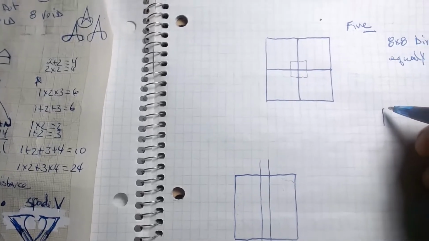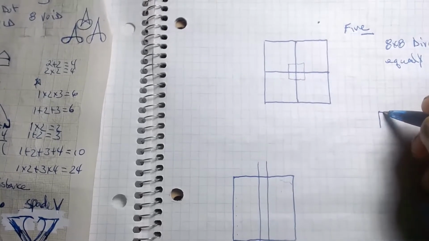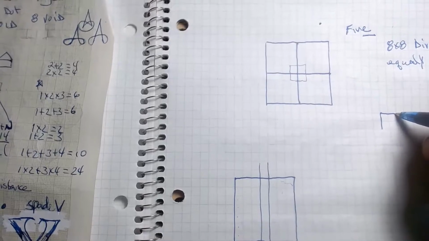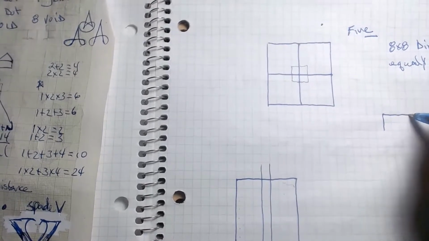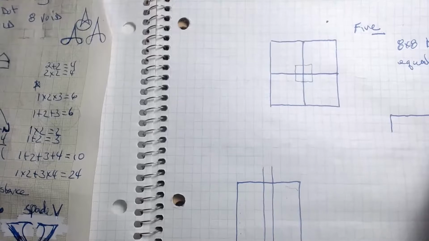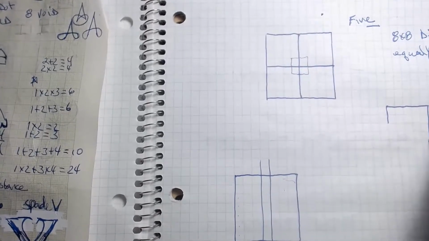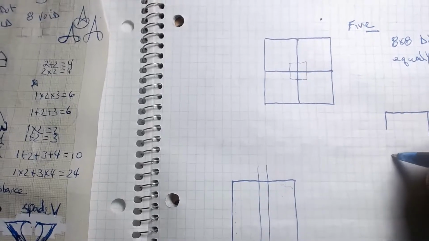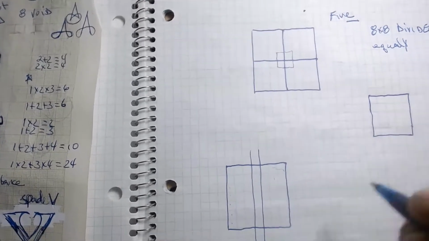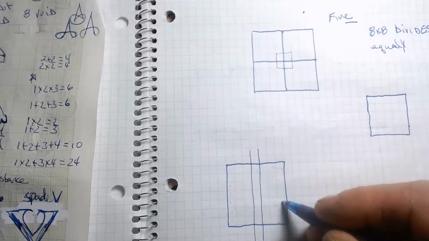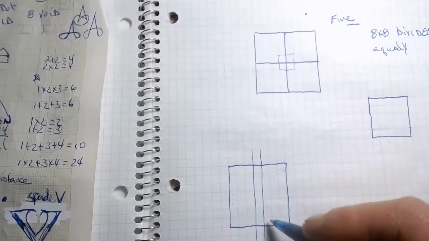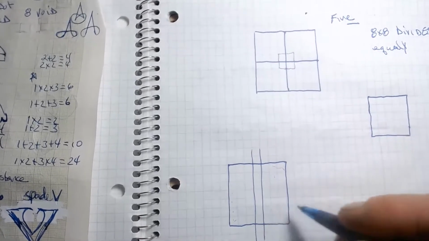1, 2, 1. 2, 1, 2. 1, 2, 3, 4, 5. 1, 2, 3, 4, 5, 6, 7.